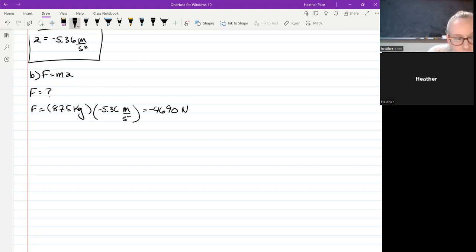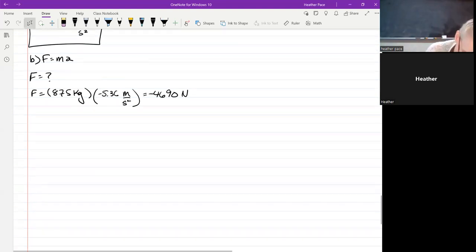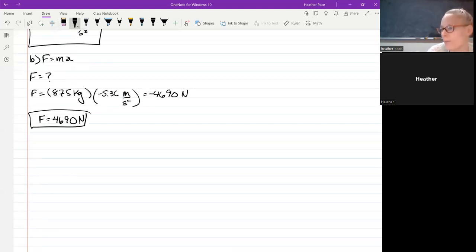What does the negative force mean? A negative force means it's pointing this way instead of this way, if our direction is this way. But it asks for the magnitude, and magnitude means that it is an absolute value. So we're going to have this. All right, there we go.